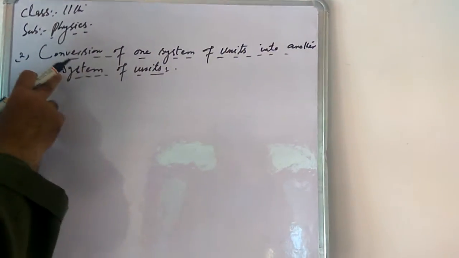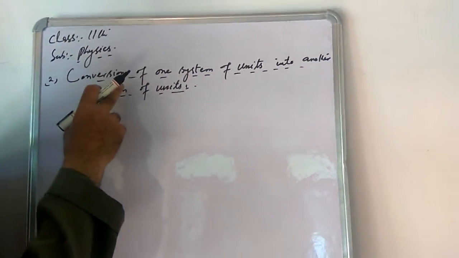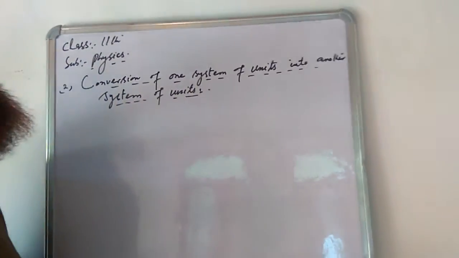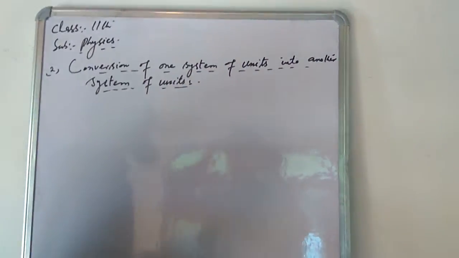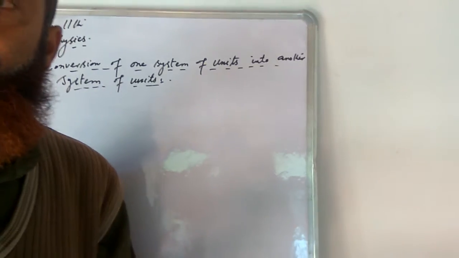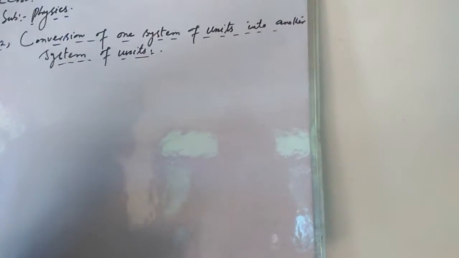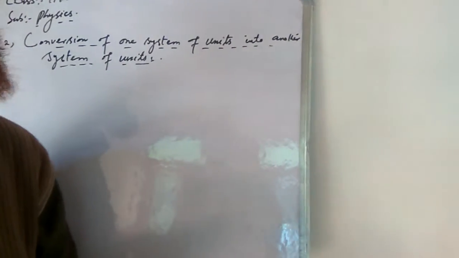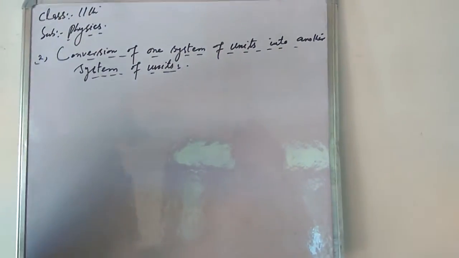Yesterday, by using dimension analysis, we learned how we can check the correctness of a given physical relation dimensionally. The second use of dimension analysis is conversion: how we convert one system of units into another system of units. If a quantity is expressed in one system of units, how will we convert the same quantity into the second system of units by using dimension analysis?